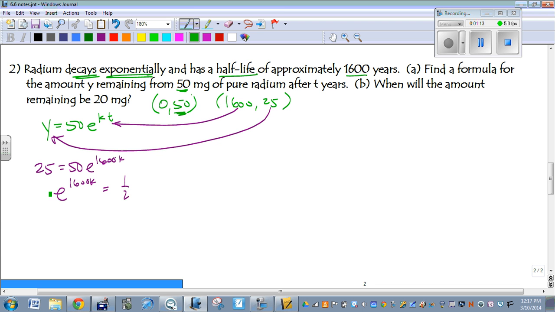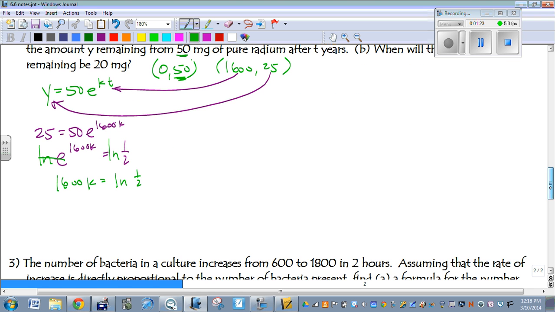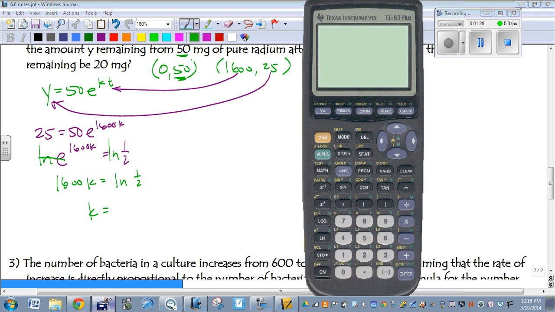And to solve for k, we're going to need to take the natural log of both sides. Since these are inverses, they cancel out. We get 1600k equals natural log of 1/2. And then to find k, we're going to divide both sides by 1600. And remember, this k value is something that we need in probably the next part. So I'm going to store that for x.